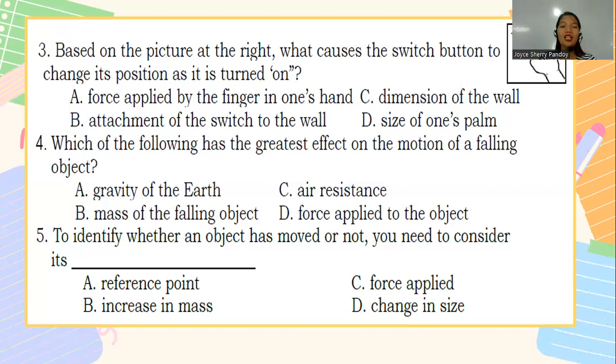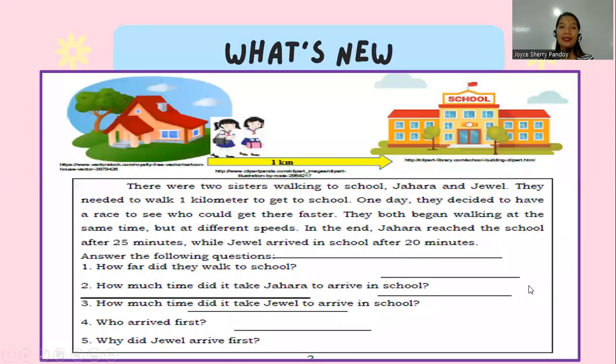Last one, to identify whether an object has moved or not, you need to consider its length. Which of the choices below is the correct answer? Exactly. It's letter A. It's the reference point. No? It identifies whether an object has moved or not. So very good, no? You can still recall your previous lessons about this. Now let us move on to what's new activity.